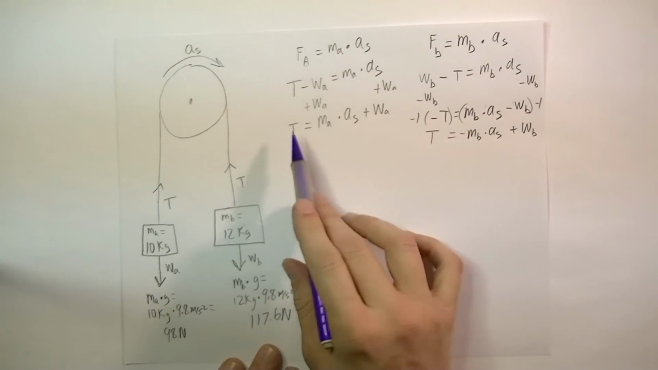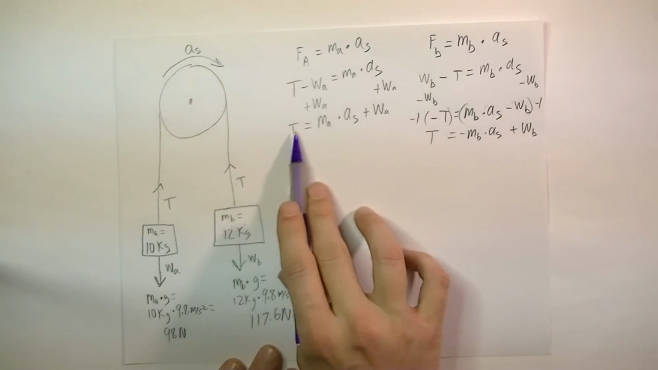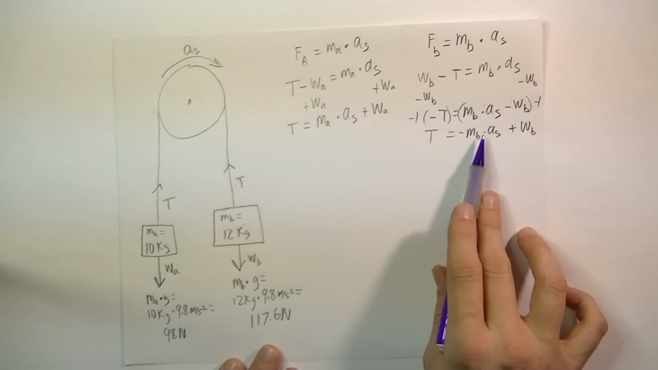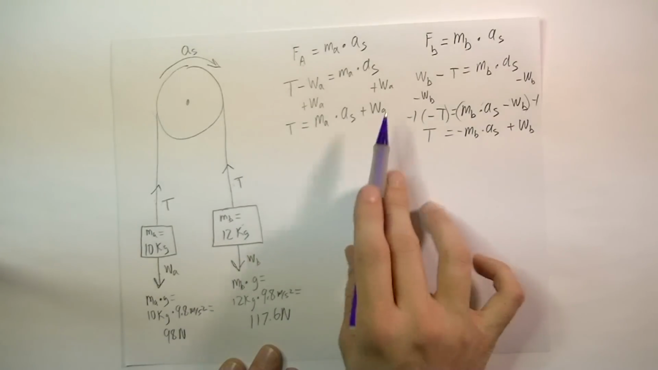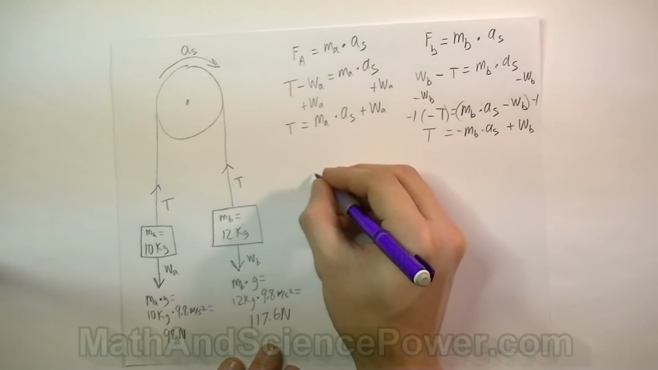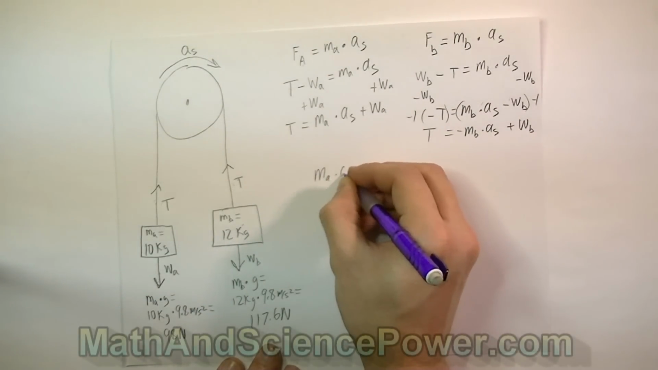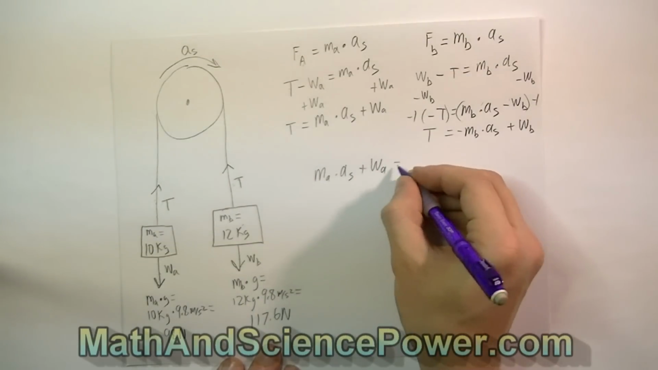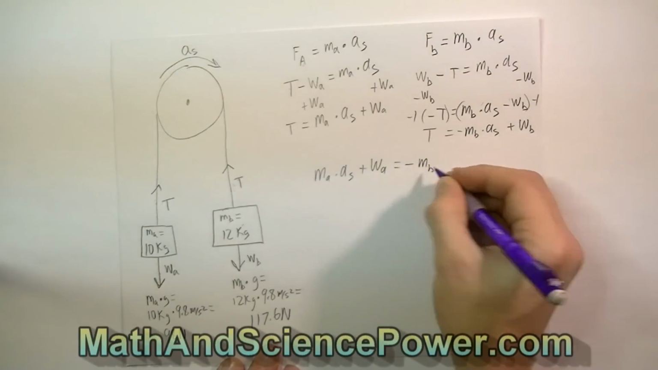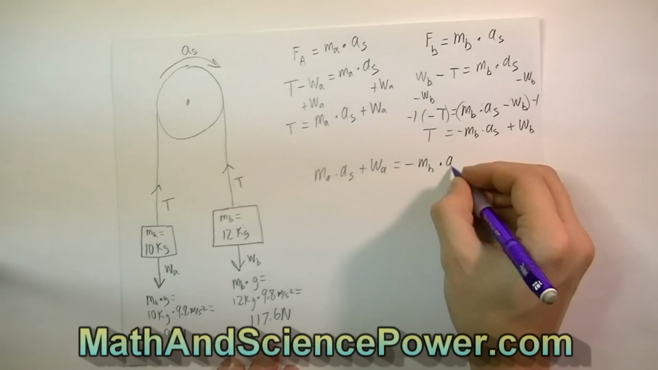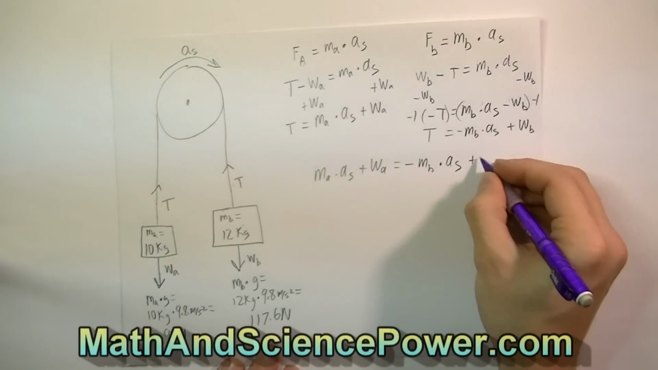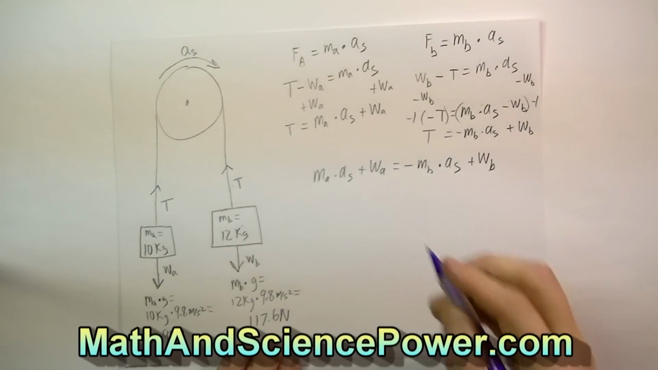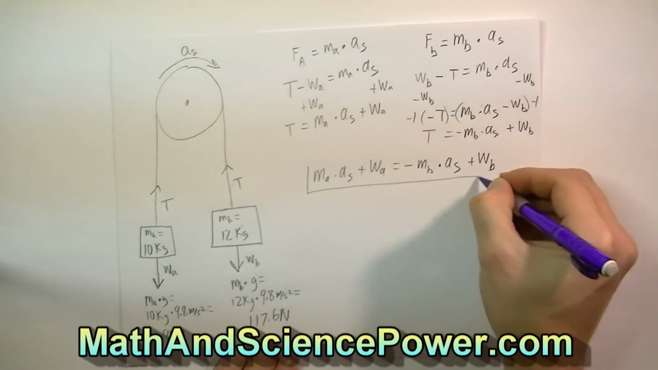Now I have two equations that are both set equal to T, so since this equals T and this equals T, this means that these must equal each other. So I know that the mass of A times the acceleration of the system plus the weight of A equals the negative mass of B times the acceleration of the system plus the weight of B. And this is the equation that we need to use to solve.